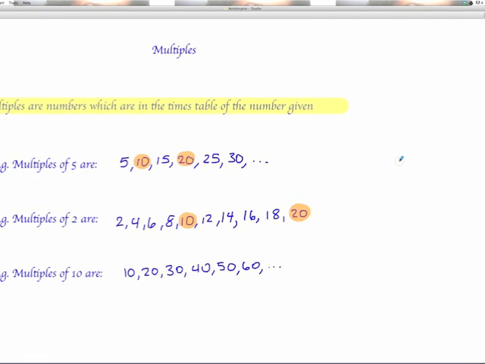Okay, and then if I wanted to know what are the common multiples of 5, 2 and 10, it has to be in all three. So 10, 20, if we continue with the 5s, I've got 30. If I continue with the 2s, I'll have 30 as well. And then I'd have 40, 50 and 60 and so on. So those are the common multiples.